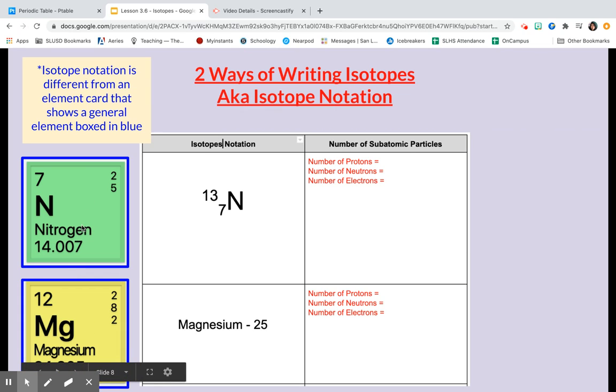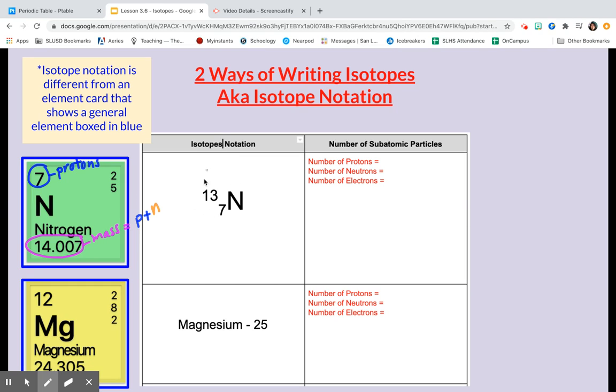Okay, so when you look at the periodic table, the top number is protons. I'm going to drill this into your brain. The bottom number is going to be your mass, right? And that's the number of protons plus neutrons, right? And this is for all types of nitrogen. So some nitrogen might weigh 14, some nitrogen might weigh 13, right?